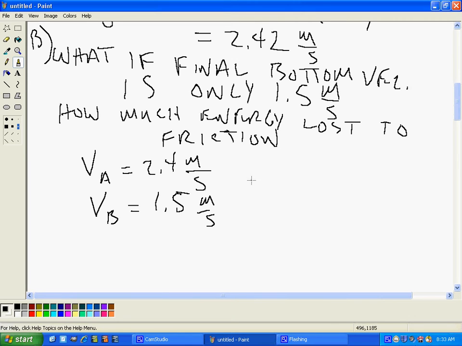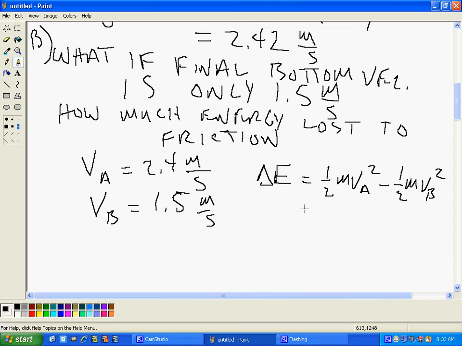Well, the difference in energy is going to be delta, and they're both going to be kinetic, right? So 1/2 m va squared minus 1/2 m vb squared. The problem is, we have both velocities, but we don't have the mass, and we can't cancel the mass in this situation either.